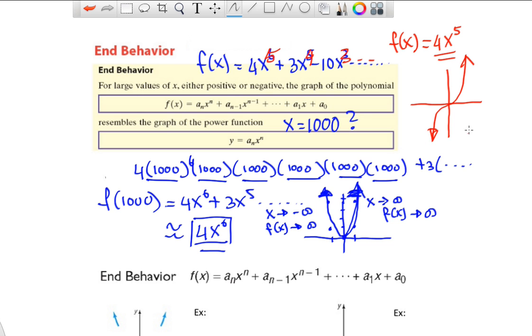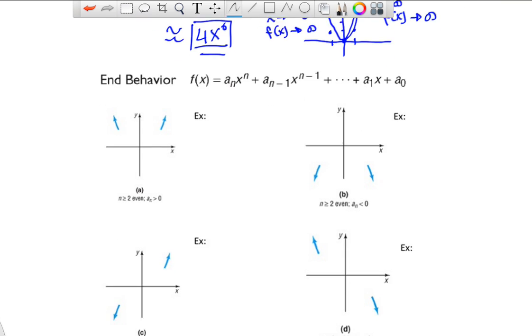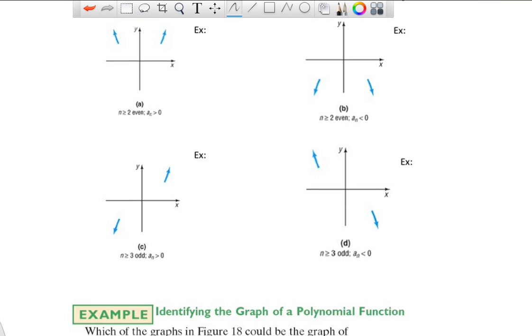So then we would say, well, when x is really large and positive, then the function is going to go to positive infinity. When x is really large and negative, the function goes to negative infinity. And that would be end behavior. Okay, we'll do this a little bit more formal now.